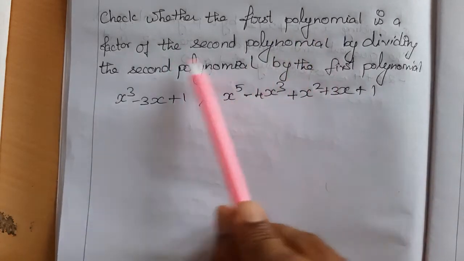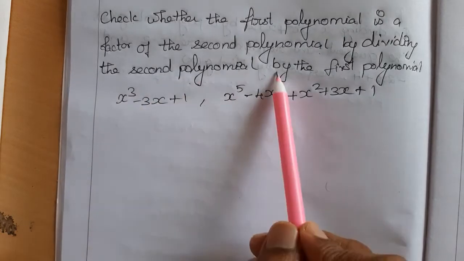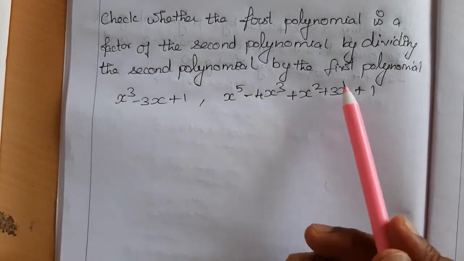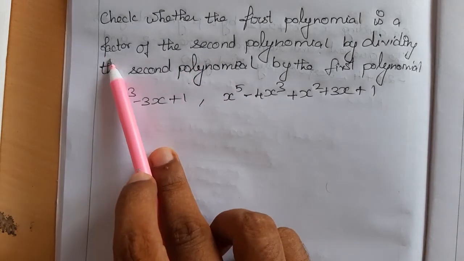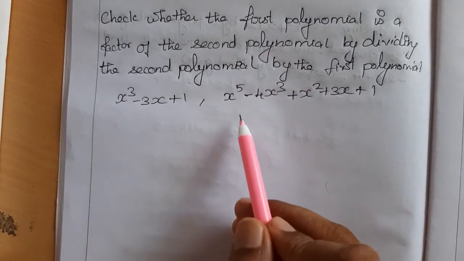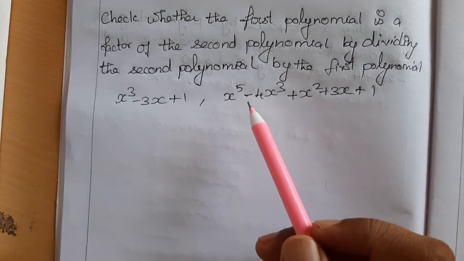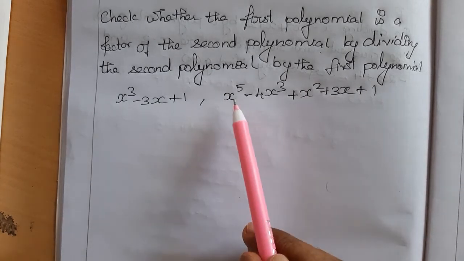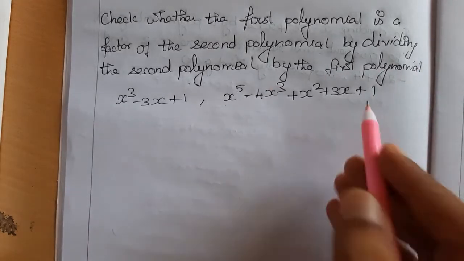Check whether the first polynomial is a factor of the second polynomial by dividing the second polynomial by the first polynomial. You want to divide the second polynomial by the first polynomial and check whether it is a factor or not. If it is a factor, then the remainder will become 0. Let me check. First check whether it is in order or not. The dividend should be in order. Divisor, if it is not in order, also not a problem. Check here, x power 5 and x power 4 terms are missing, so we can add that.